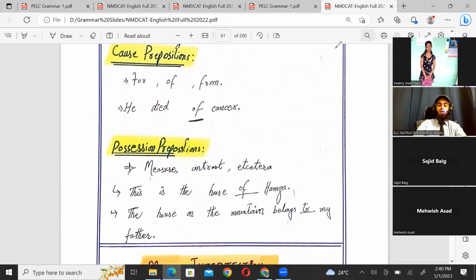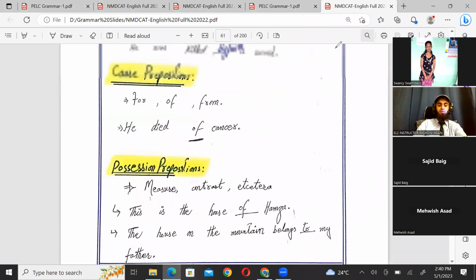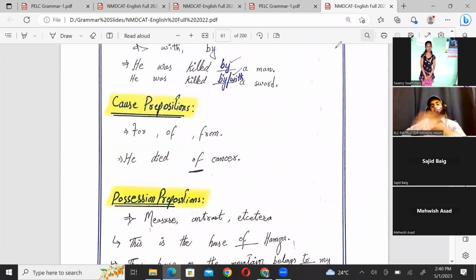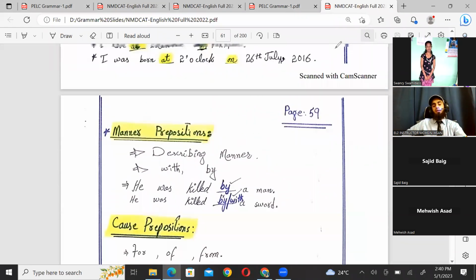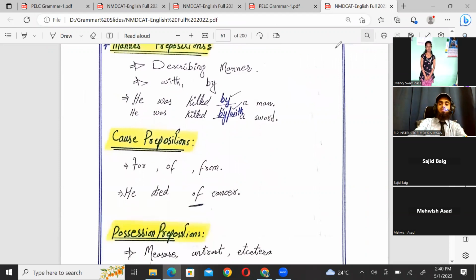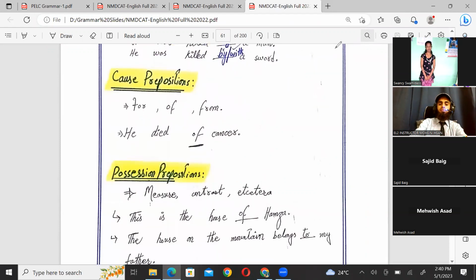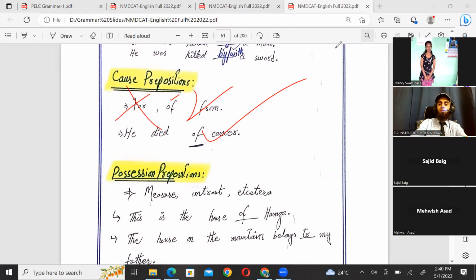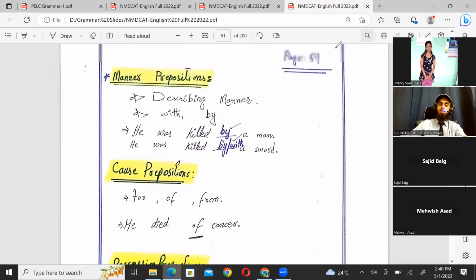One more question for you guys. If you are going to say "he died because blank cancer," is it "from cancer" or "because of cancer"? Of. Yes, with all diseases you must say "of." "From" and "for" are going to be considered wrong if you are mentioning the disease.